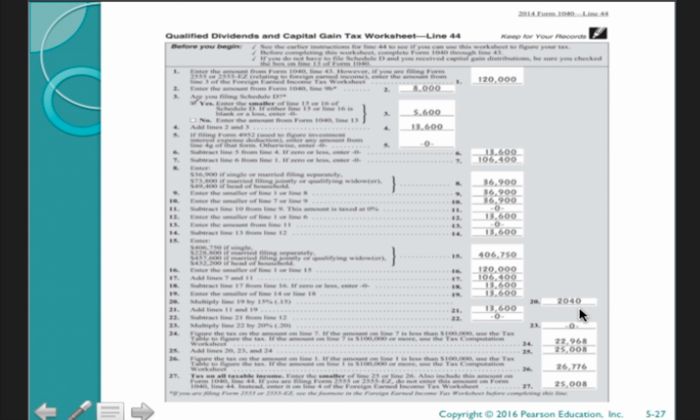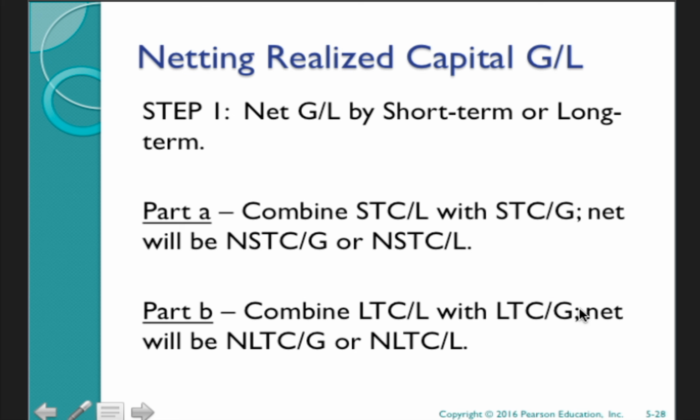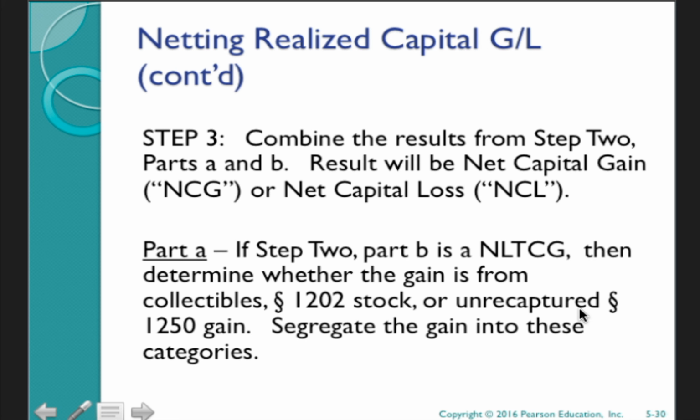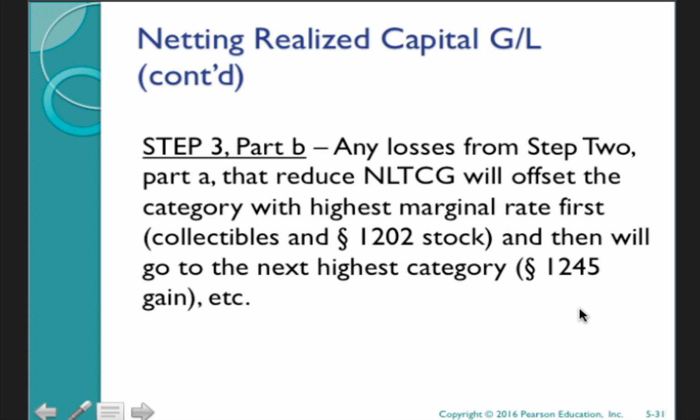So this is just a look at what the form looks like for qualified dividends and capital gains, the worksheet used to help you figure line 44 on the 1040. This is just the netting of gains and loss by long-term or short-term. We talked about that already. A little bit of a flow chart there, pretty self-explanatory, but you can take a look at that process there.